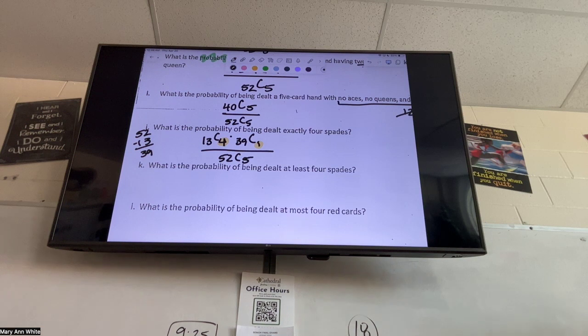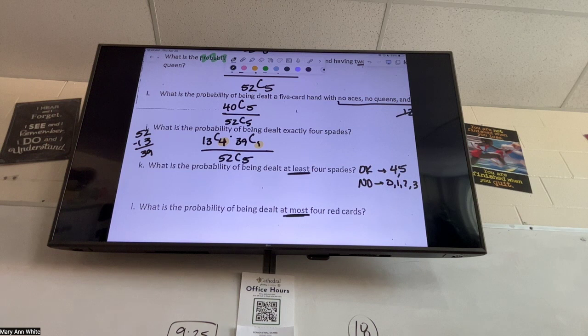Okay. Now, look at the language in K and L. It says, what's the probability of being dealt at least 4 spades? And what's the probability of being dealt at most 4 red cards? Okay, let's think about what are situations we're okay with, what are we not okay with? If I want at least 4 spades, how many spades am I okay with? 4 and 5. And those are the only situations I care about because more than 5 I won't get. I'm only getting 5 cards. I am not okay with 0, 1, 2, 3 spades. Okay.